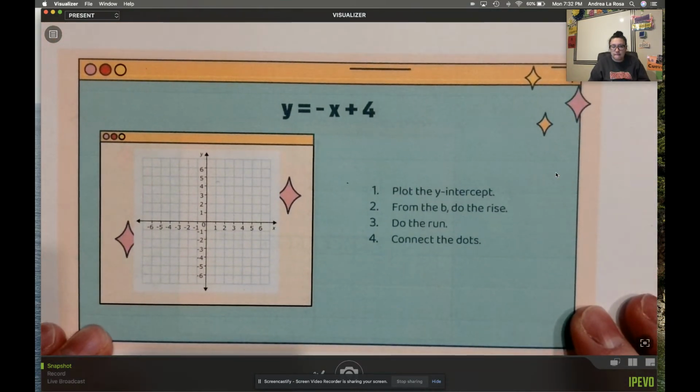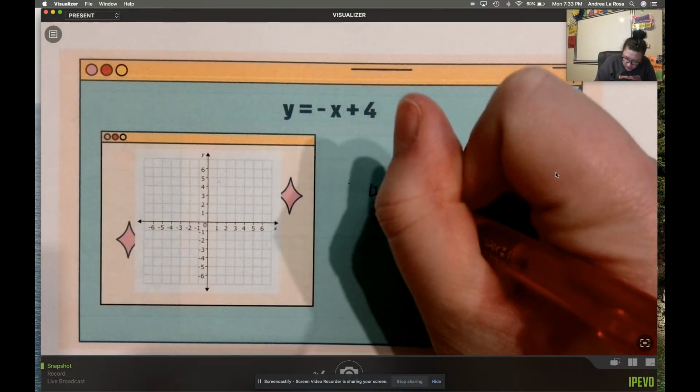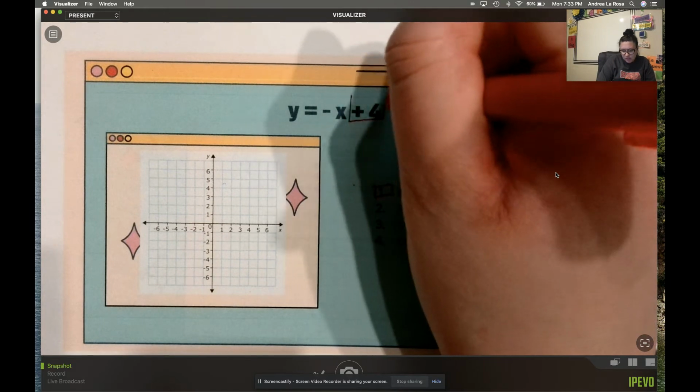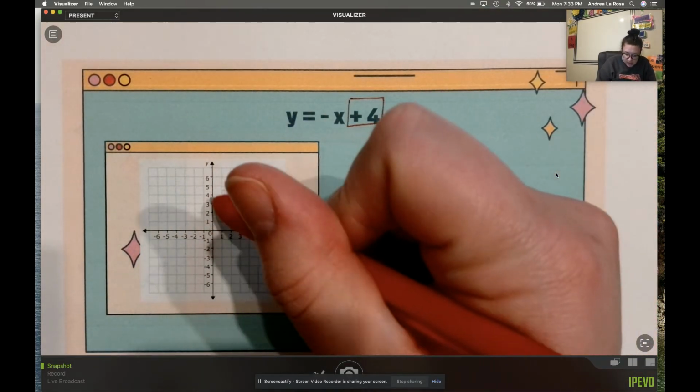This one. We got it. First step, plot the y-intercept. What's my y-intercept in the equation? My b, my bachelor, that number all by itself on the end. So I know my y-intercept is positive 4.